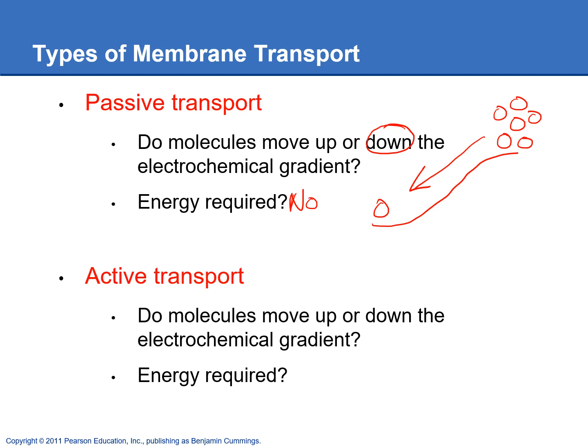And then with active transport, we're going to be moving the opposite direction. So we're going to be moving from an area of low concentration to an area of high concentration. So we're going to be going up the electrochemical gradient. And if you're going uphill, you've got to put energy in. So active transport does require energy.